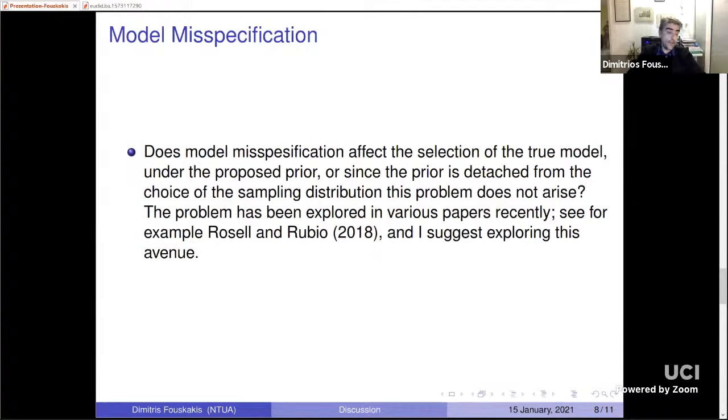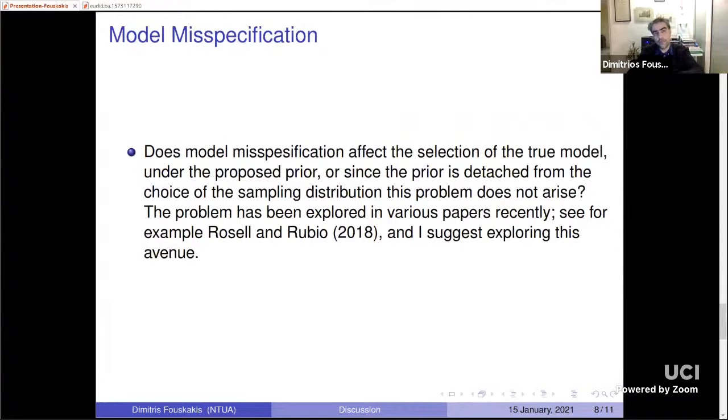And this is an area in which many people have worked. Again, there is a nice paper by Rubio and Rossell in 2018. So my question here is, does model misspecification affect the selection of the true model under the proposed prior, or since the prior is detached from the choice of the sampling distribution, does this problem not arise? So I think this is a nice avenue to be explored by the authors, and probably it's a big advantage of their method.